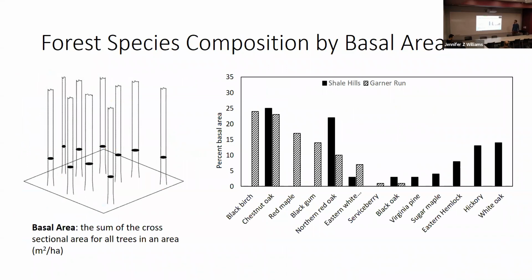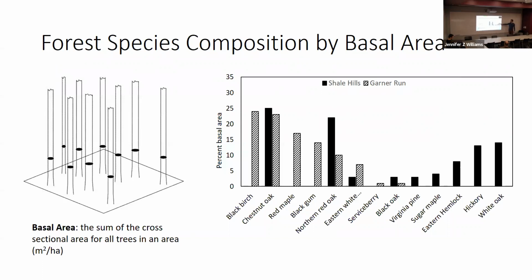Because everybody in this room is not a forest ecologist, I just want to introduce one of the concepts that we use to quantify forests in general. We often quantify species composition and volume of wood by using basal area. Basal area is the sum of the cross-sectional area for all the trees in an area. So the sum of the wood in an area in black there is divided by the area that you're measuring in, and we usually represent that on a meter squared per hectare basis.